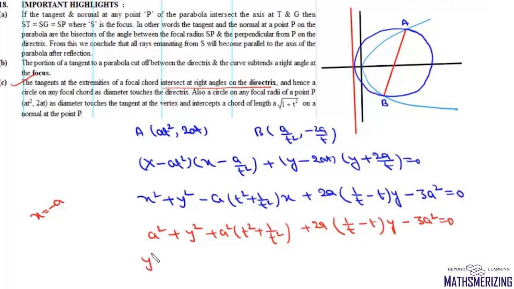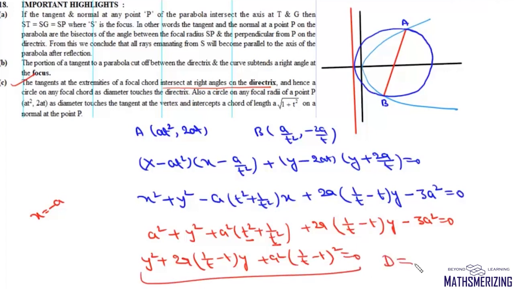We can write this as y square plus 2a(1/t - t)y, and here we'll get a square, and then it'll be (t square plus 1/t square minus 2). So it'll be (1/t - t) whole square equals 0. Now for this quadratic equation, the discriminant value is 0. So that means there is only one point of intersection, which simply means this line is a tangent to the given circle. So this circle touches the directrix of the parabola.